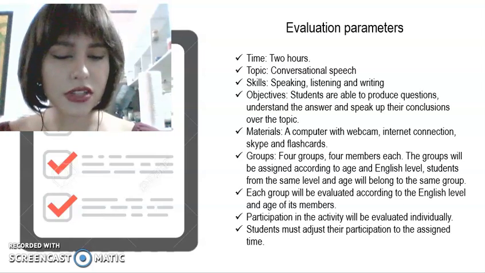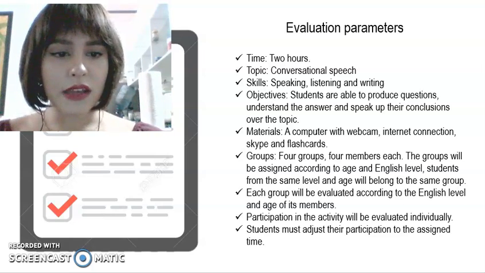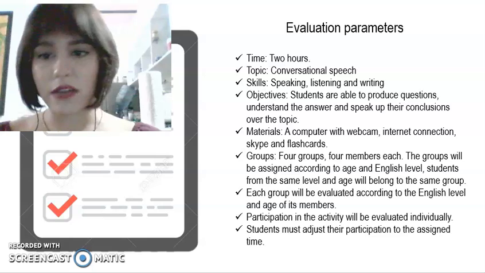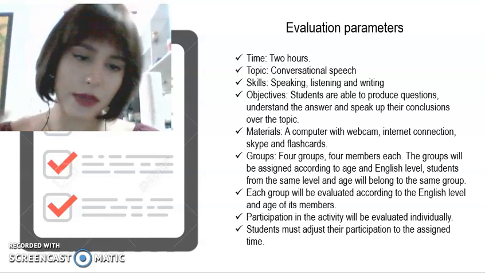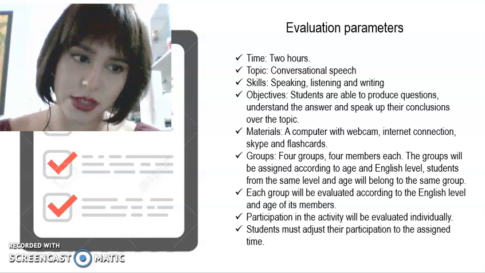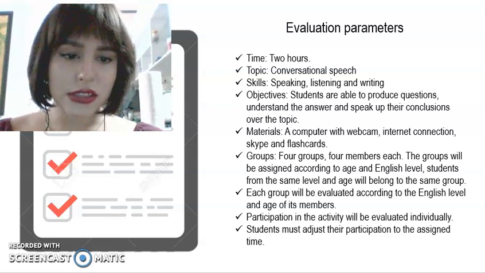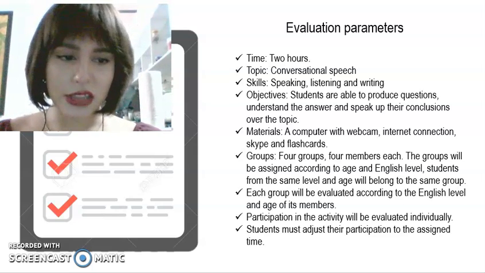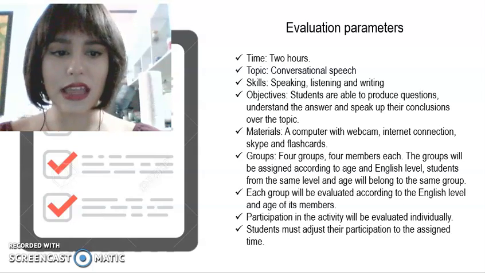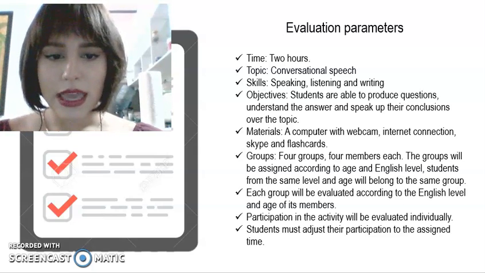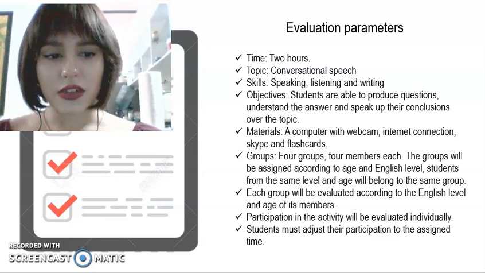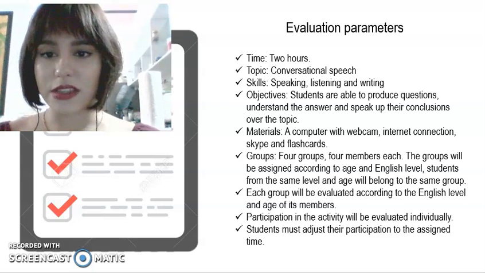The groups are going to be composed of 4 members each, so given that there are 60 students, it means that there will be 4 groups. The groups will be assigned according to age and English level. Students from the same level and age will belong to the same group. Each group will be evaluated according to the English level and age of its members.